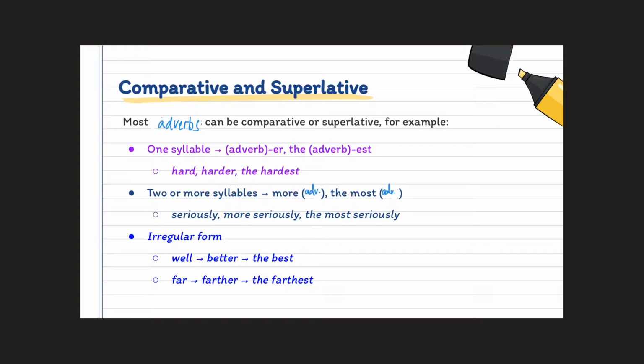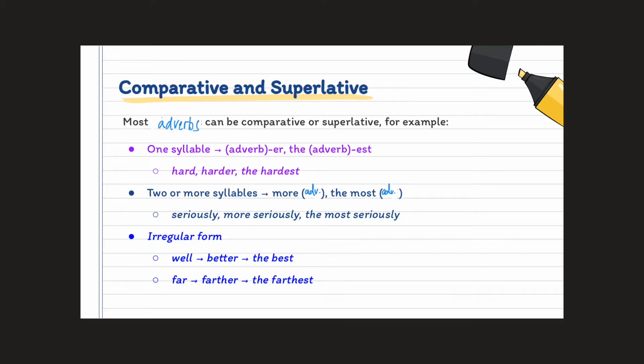So how about the comparative form and superlative form of adverbs? Most adverbs can be comparative or superlative. For example, the rules are quite similar to adjectives. With a one-syllable adverb, we add er in the comparative form, and then we add the in front of the adverb and est at the end of the adverb in the superlative form. Example would be hard, harder, the hardest. For two or more syllable adverbs, we add more in front of the adverb in the comparative form, and we add the most in front of the adverb in the superlative form.